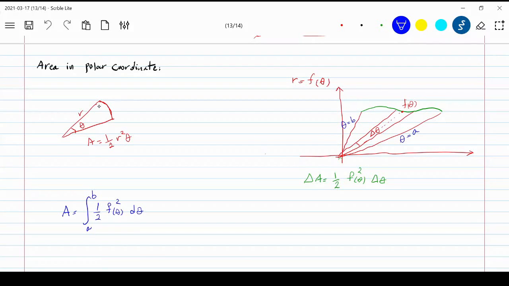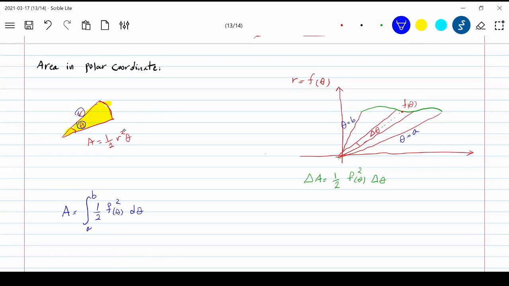If you remember, in the beginning, in your trigonometry class or in Calc 1, we mentioned the area of a sector of a circle. You can calculate the area of a sector of a circle based on the radius and the angle of that sector. So if you have the angle theta and radius r for a sector of the circle, then this area would be 1/2 r squared theta.